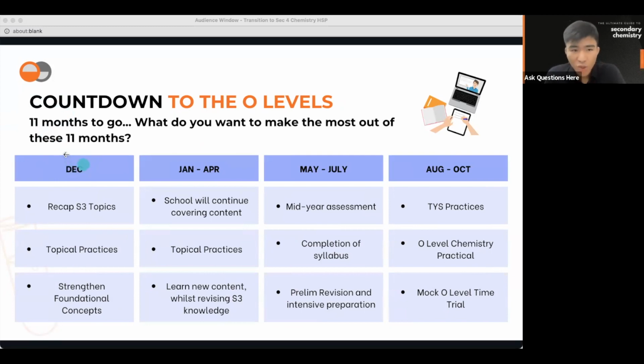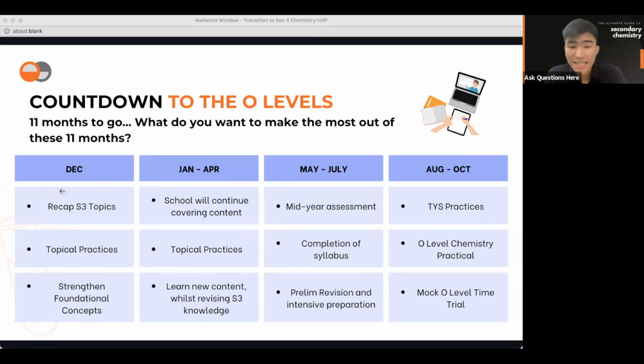In December, you actually cover all your Sec 3 topics already. For example, mole concept, chemical bonding, ionic bonding, metallic bonding, all these bondings. You will also learn about metals as well as the periodic table. After that, your school will have given you some topical practices, all your worksheets and past year papers, for you to strengthen your foundational concepts. All your Sec 4 topics, or the majority of those, will build on or require a little bit of knowledge of the Sec 3 topics before we can do the Sec 4 topics.